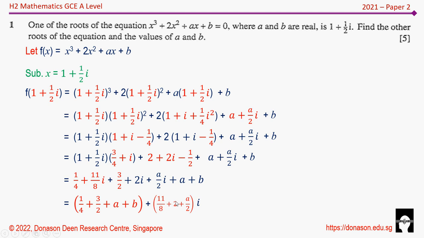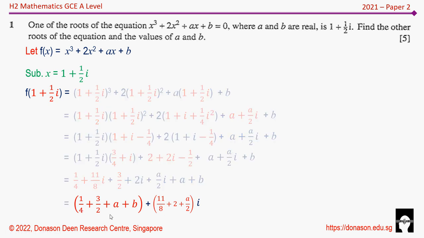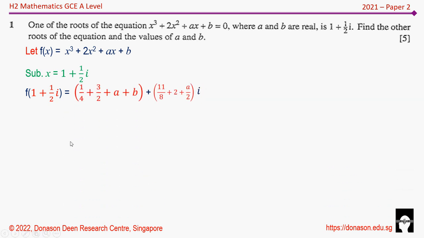And in the next step, we can combine these two together. I mean, this 11 over 8 and 2 together, and I think it is going to become something like 27 over 8. So here 1/4 and 3 over 2 also we can combine. If I combine 1/4 and 1.5 together, it's going to become 7 over 4 plus the a plus b, I'm just going to copy down as it is. So 11 over 8 plus 2 is 16 over 8. 16 plus 11 is going to give you 27.